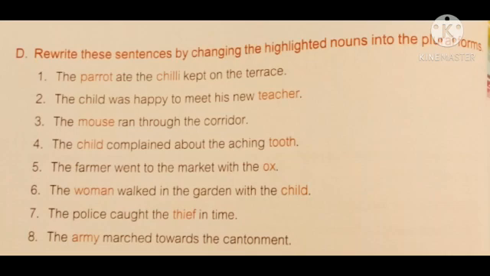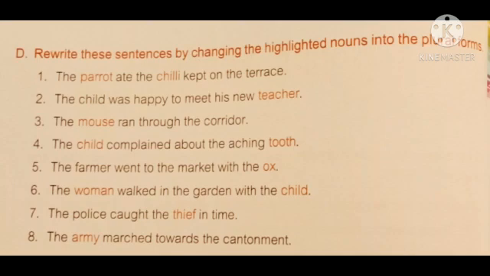Next, D. Rewrite these sentences by changing the highlighted nouns into the plural forms. Students, here they have given you highlighted words. They are in singular form. We have to change them into plural form. I will be giving you the answers. You have to rewrite the sentence in your classwork books.